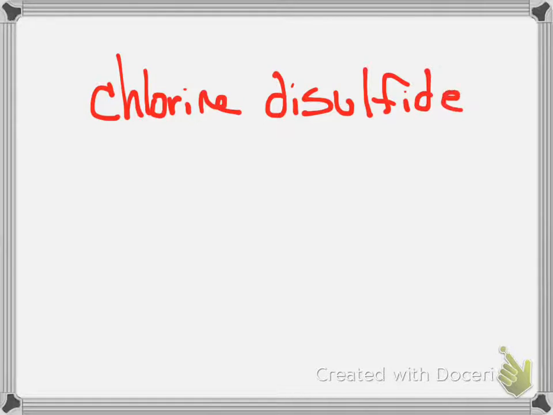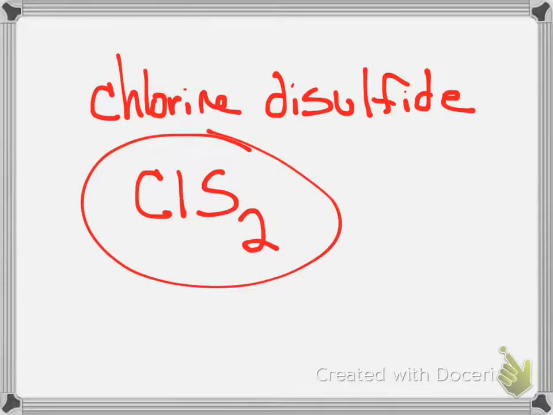Chlorine disulfide. Okay. Now, when it's a covalent compound, there is no metal. We do not use the metallic naming rules. There's no crisscrossing. There's no ion finding. All we're doing is writing down the elements, which we know to be chlorine and sulfur, and then looking for prefixes. If it's disulfide, that means 2 sulfurs. It has nothing to do with charge. It just means that there are 2 sulfur atoms. So that would be our formula right there.